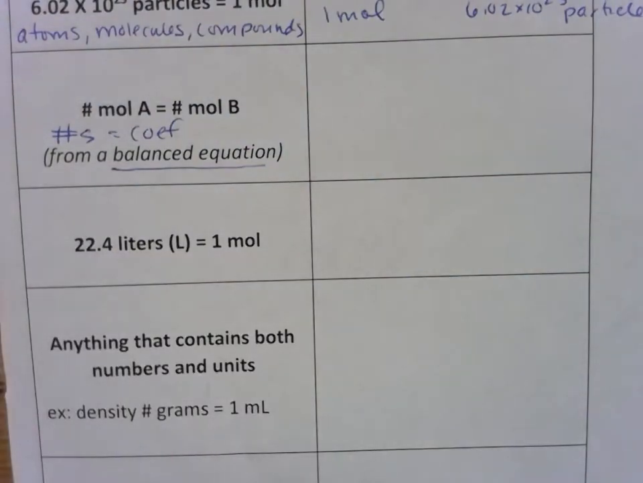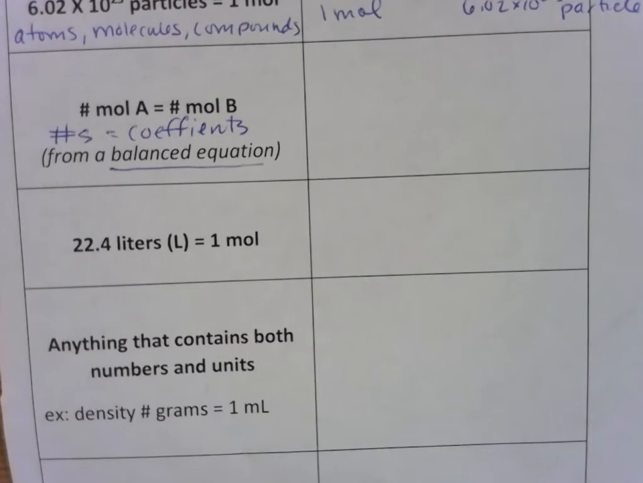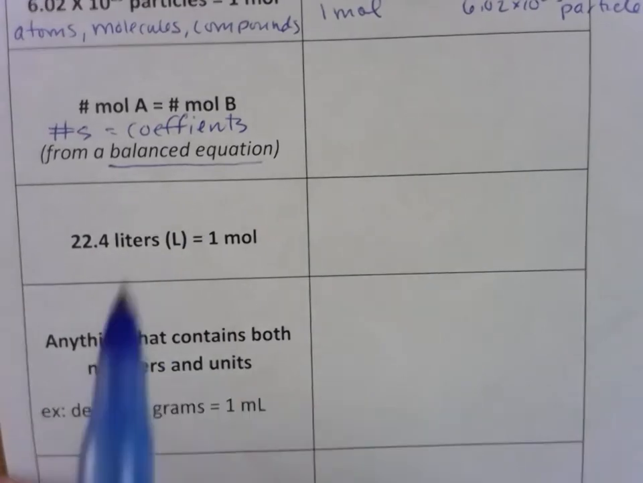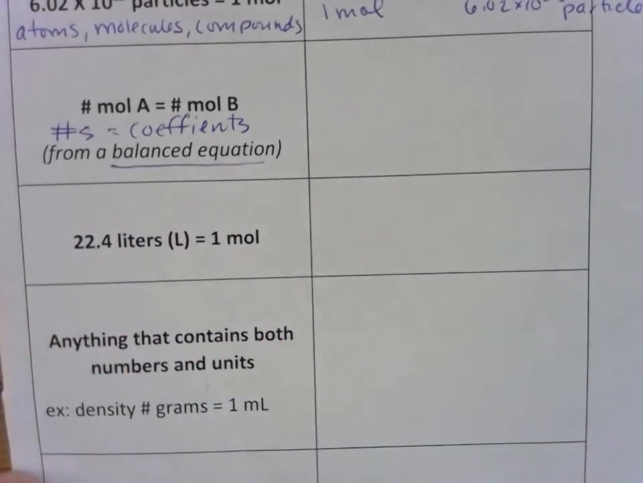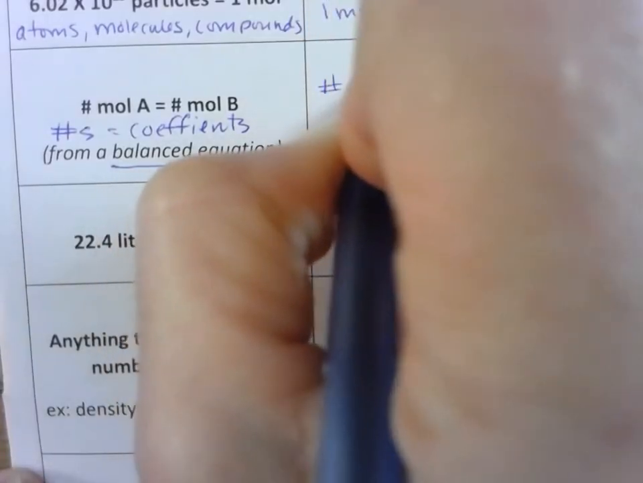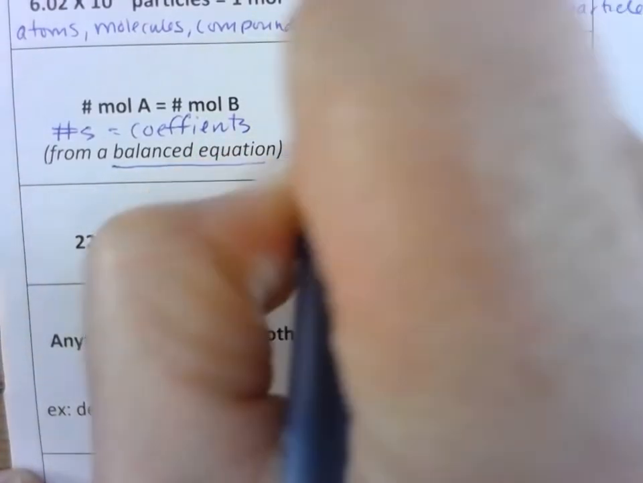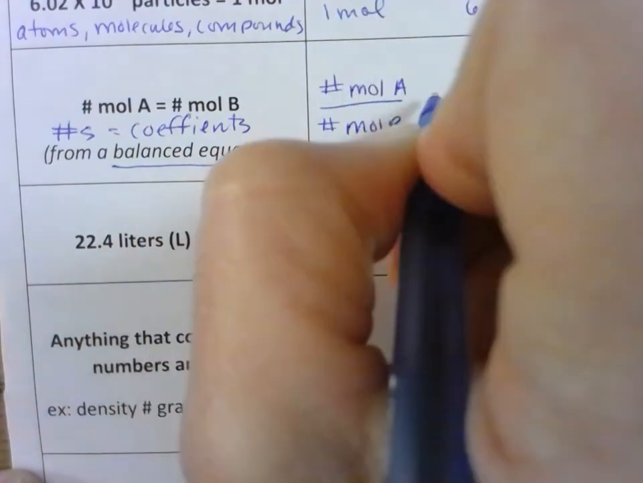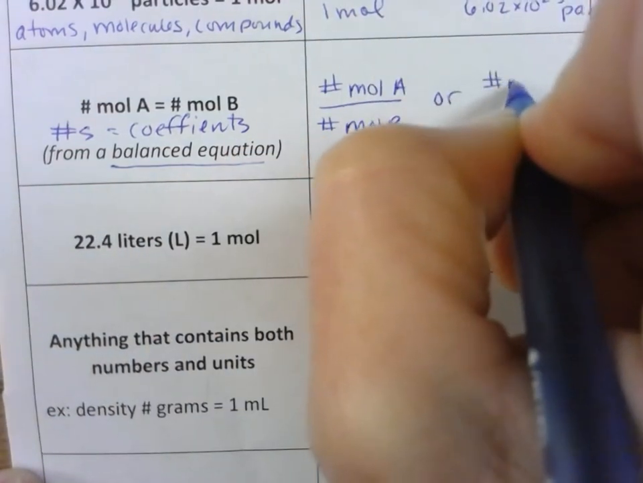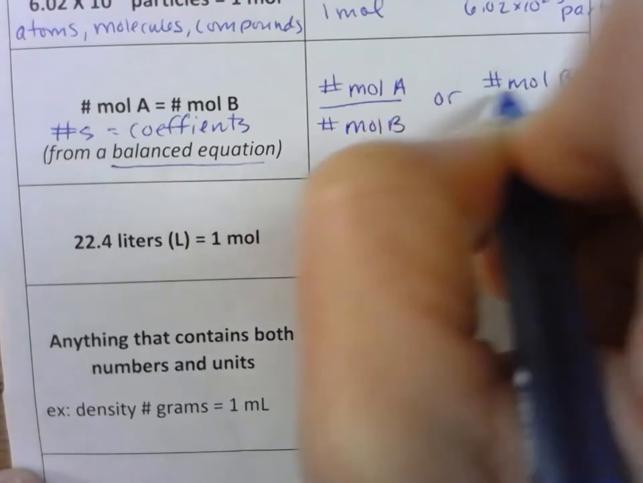I'm having a hard time spelling that word right now. Coefficients. Oh, struggle. Right, 2 F's. Right, we're going to get the coefficients. The numbers are going to be the coefficients from the balanced equation. So this would go number mole A over number mole B, or number mole B over number mole A.